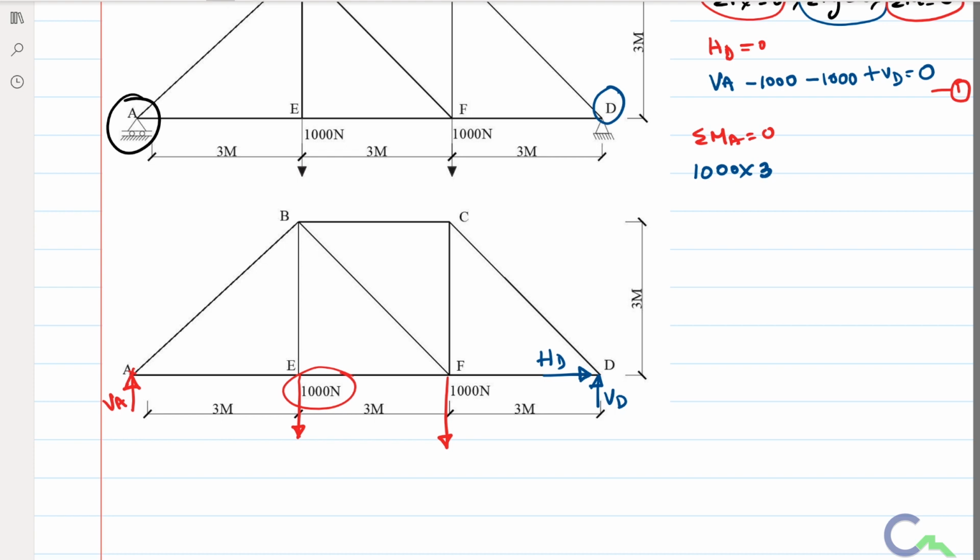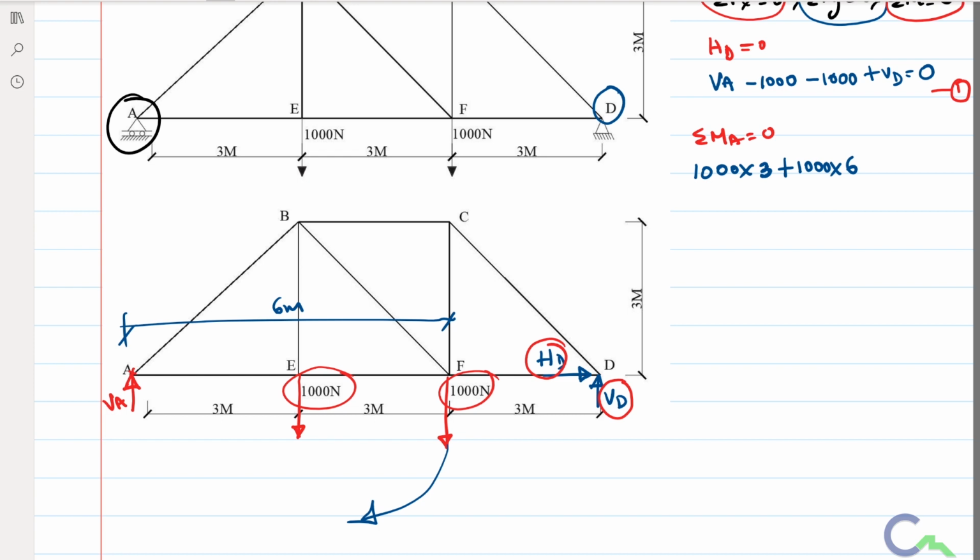Then we have one more 1000 Newton. If I apply that force about A, it is going to rotate clockwise direction. Therefore plus 1000 into perpendicular distance, which will be the total distance, that is 6 meter. Therefore into 6. The last force, that is HD, is going to pass through A, it is not going to rotate that point A. Therefore HD I am not going to consider for the moment.